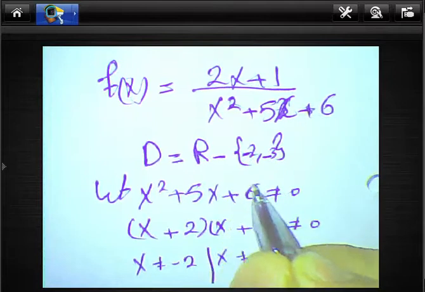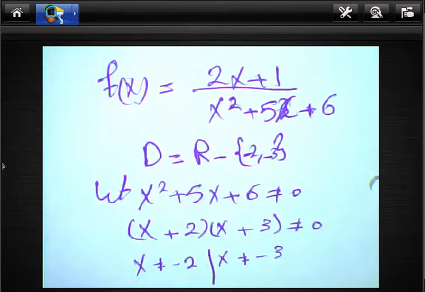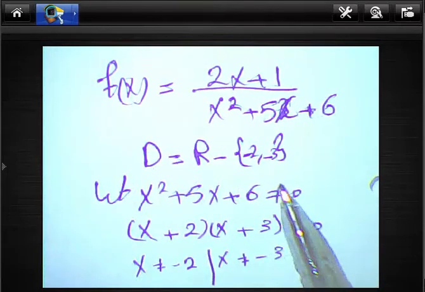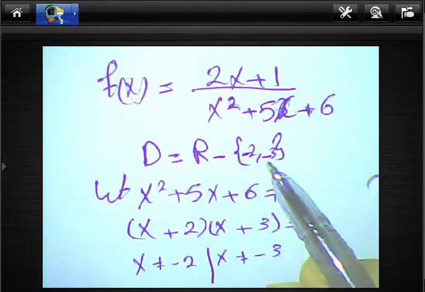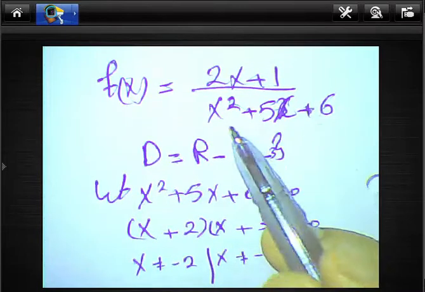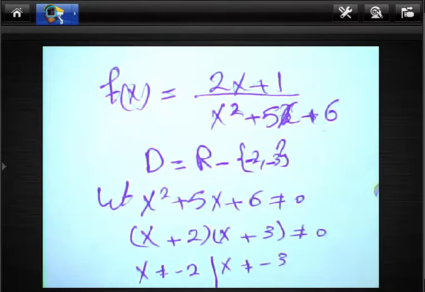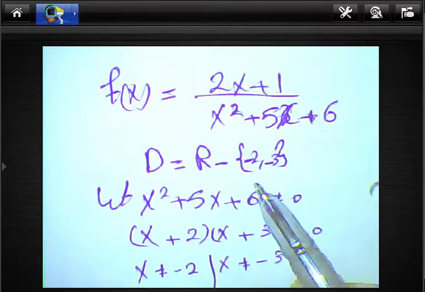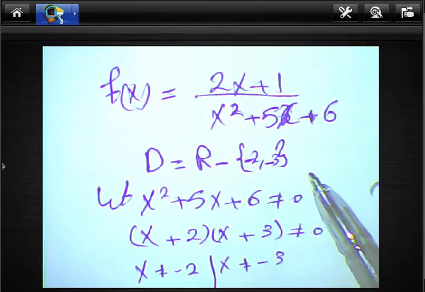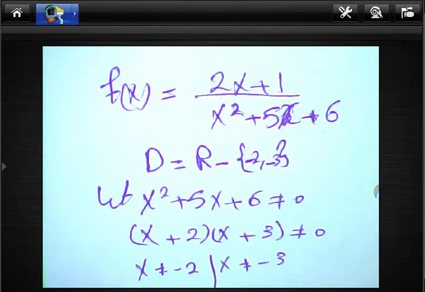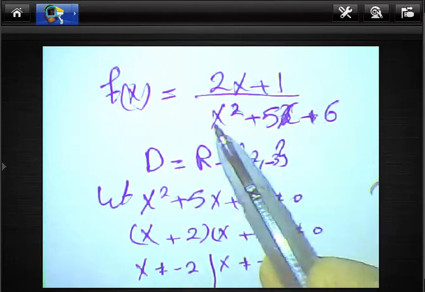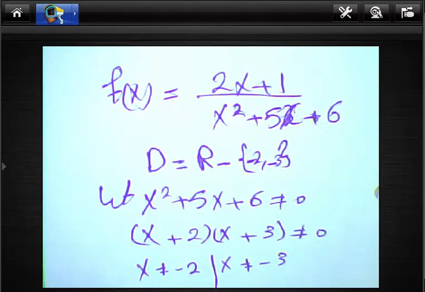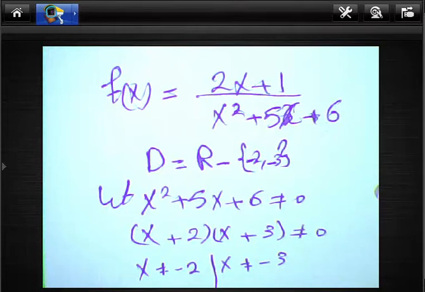Because if we want to find the domain, we must do this: if we put -2 or -3 in place of x, the denominator will be equal to 0. So this bottom must not equal 0, because any number divided by 0 is impossible. We can't find any number divided by 0.